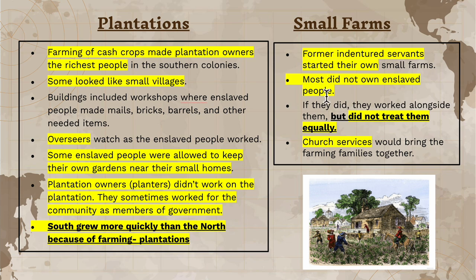Now, a lot of them are not going to start off by buying an enslaved person because that was very expensive. But if they did have money, they would have done that in order to have them work alongside them in their farm in order, of course, to make more money. So even on those small farms where the owners of the farm are working alongside the enslaved people, they might work beside them, but they're not going to treat them equally. So the enslaved person is still going to have virtually no freedom whatsoever and not be treated as a person, even though they're working right next to the owner of the farm.